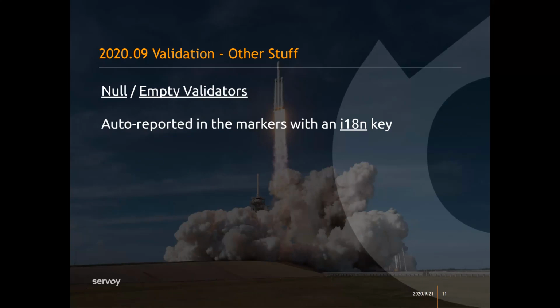Servoy's always enforced those, but now we actually route those back and attach them as markers. And what we do is we use an I18N key for the message. So it's an error with a message, and the message I think by default says the data provider cannot be null, and it names the data provider. But it's an I18N key, so of course you can put in whatever you want, and then you can also parameterize it. So again, it doesn't force you to some standard message.